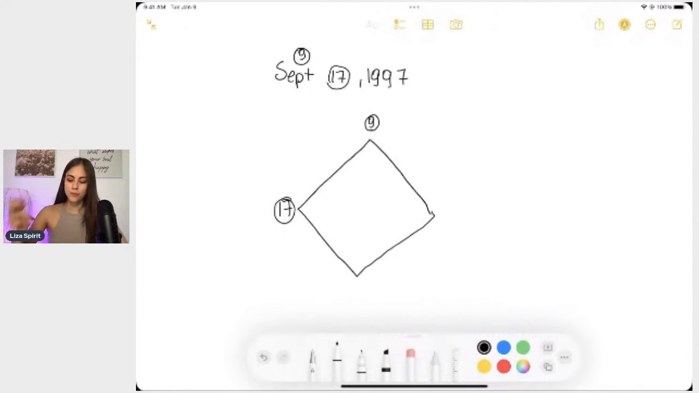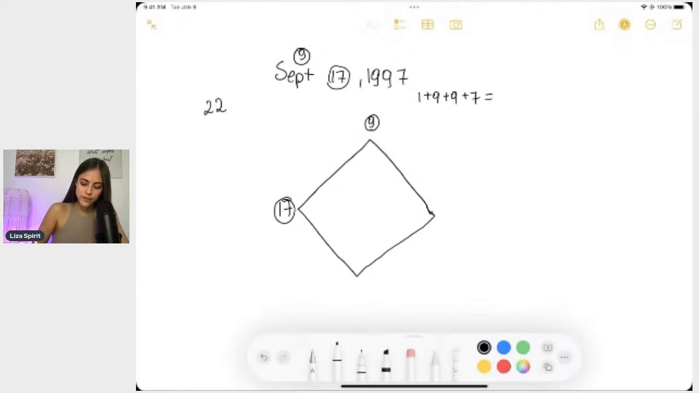Then the next number, you will probably guess, is the year when you were born. But we're not going to put 1997 right in our corner here. What we need to do is add all these numbers. 1 plus 9 plus 9 plus 7. And what's important to remember is that we have 22 energies.